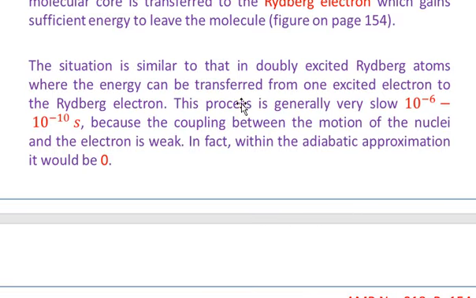The situation is similar to that of doubly excited Rydberg atoms, where the energy can be transferred from one excited electron to the Rydberg electron of the Rydberg atom. This process is generally very slow, 10 to the power minus 6 to 10 to the power minus 10 second, because the coupling between the motion of the nuclei and the electron is very weak.